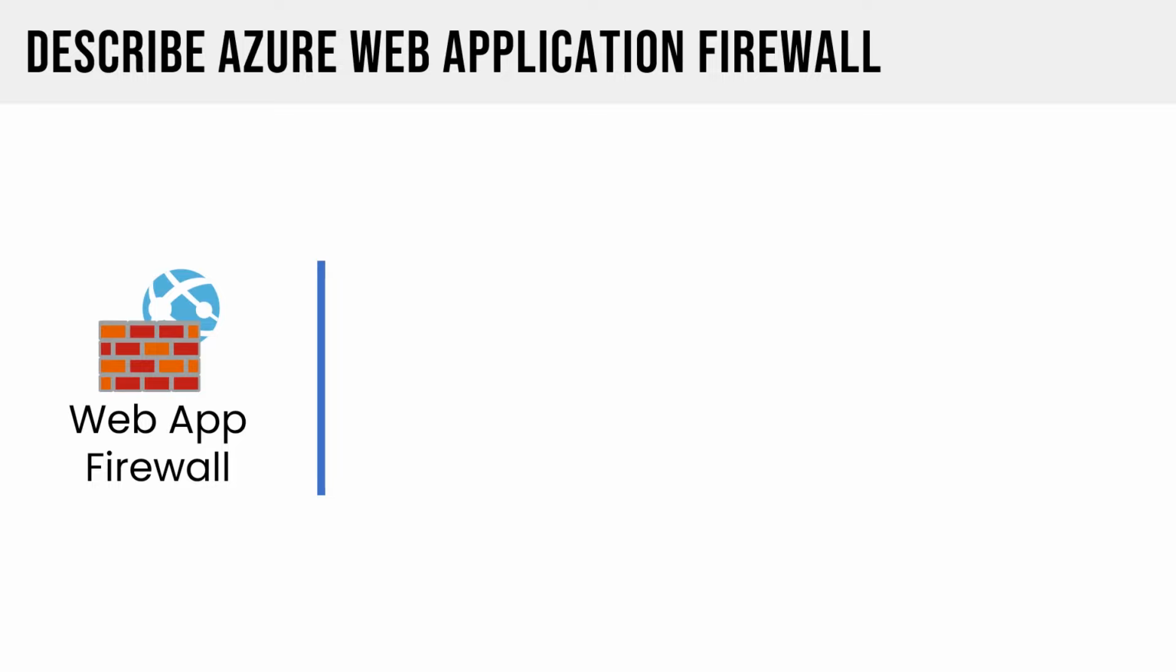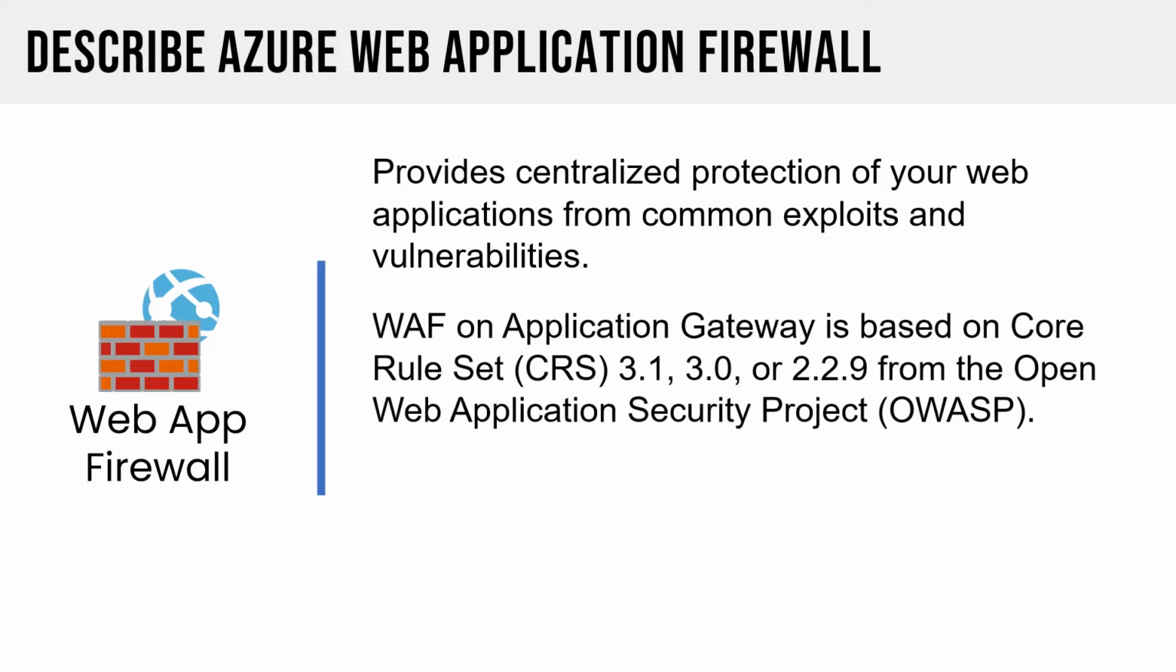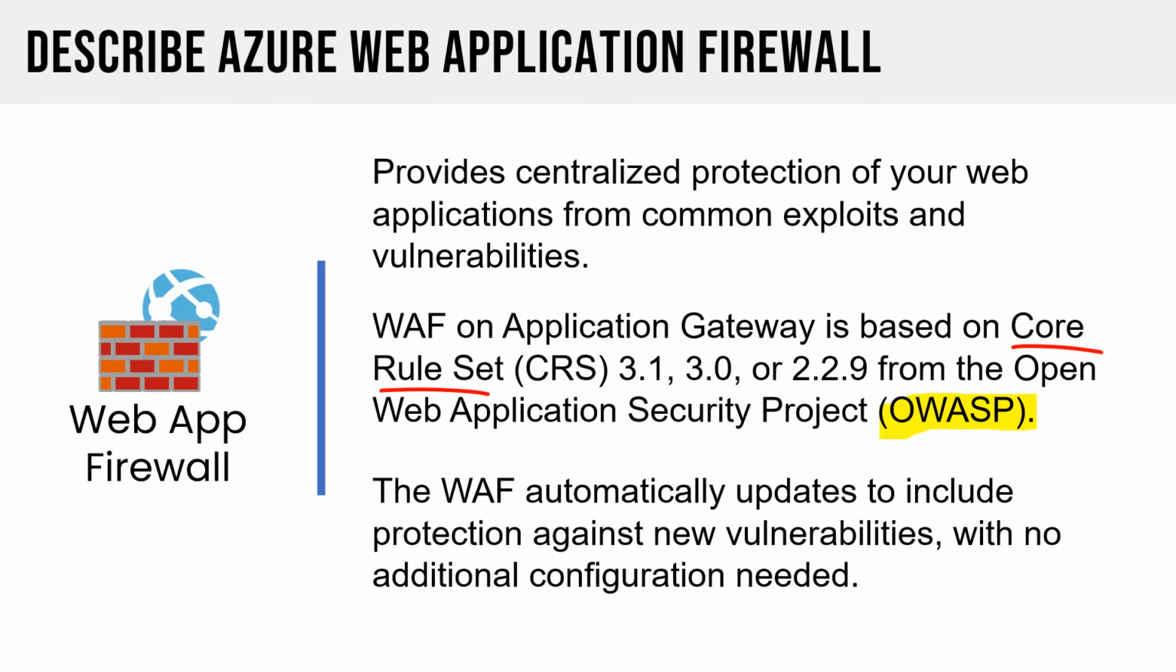Web App Firewall, or WAF. This provides centralized protection of your web apps from common exploits and vulnerabilities. And the WAF on an application gateway is based on the core rule sets from OWASP, the Open Web Application Security Project. With these rule sets, the WAF automatically updates to include protection against new vulnerabilities with no additional configuration needed.